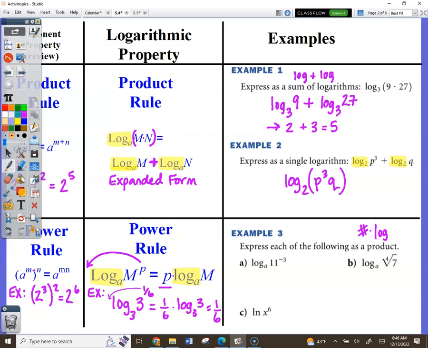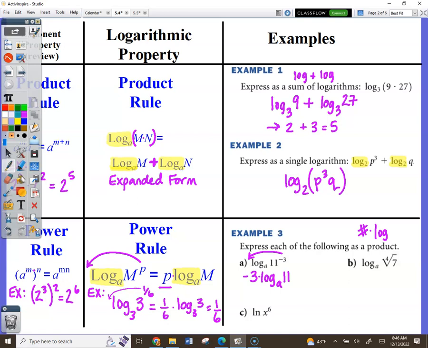All right, so look at the first one. We've got log base A of 11 raised to the negative 3 power. So the negative 3 is the power at the very tail end. It's going to come right here. So this would be negative 3 log base A of 11. Does that make sense?